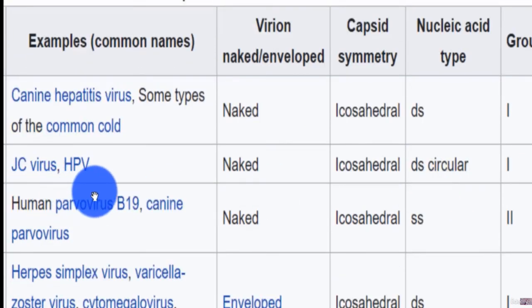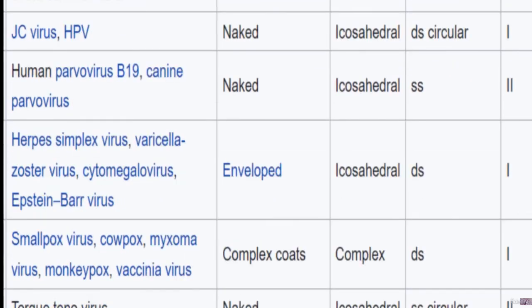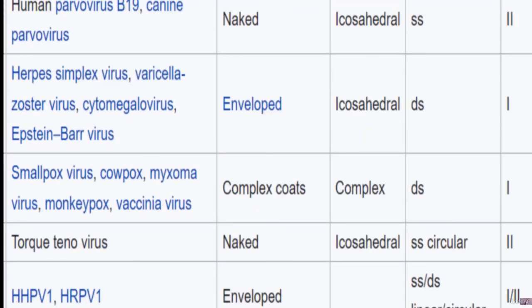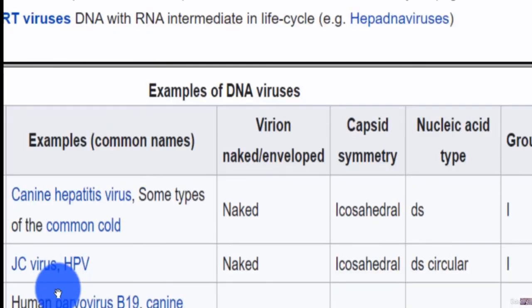Parvovirus, herpesviruses, poxviruses. This is an example of the DNA viruses.